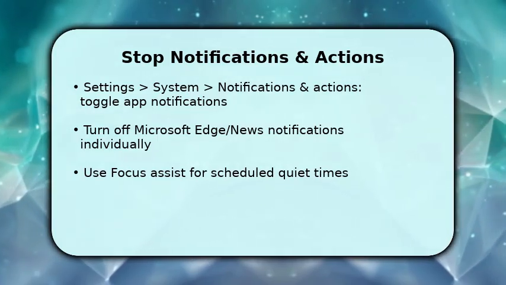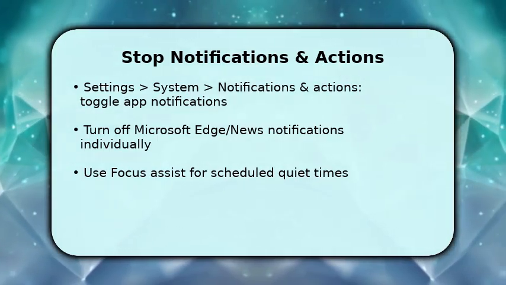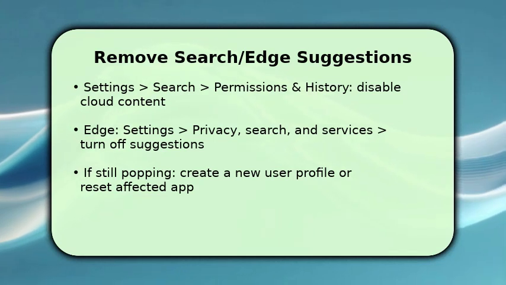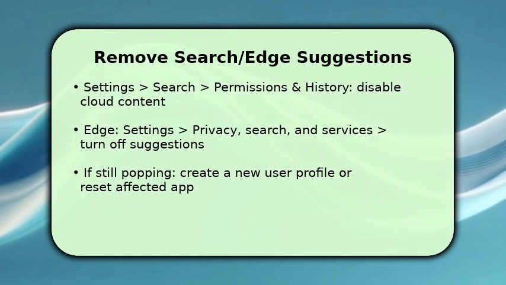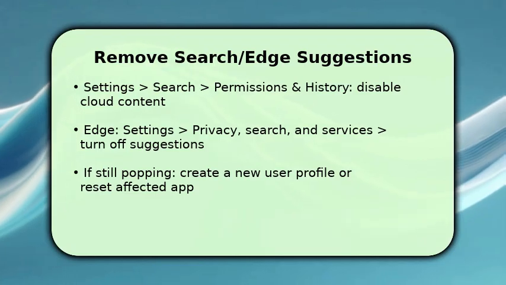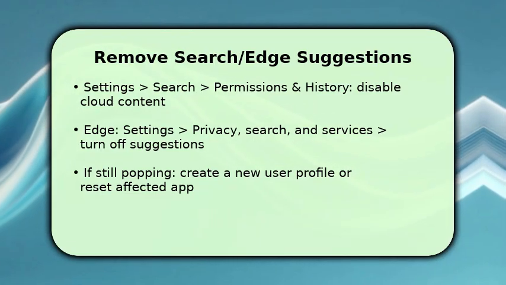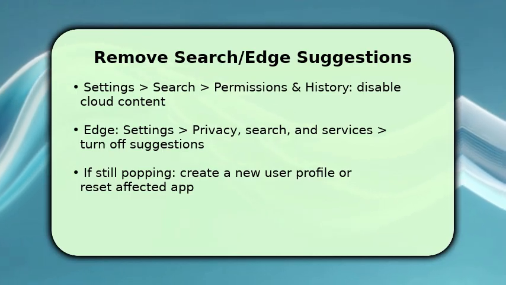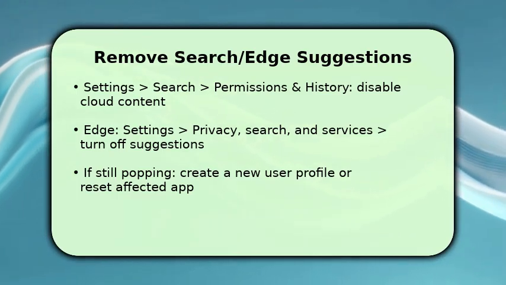Finally, eliminate suggestions that surface news via search and Edge. Open Settings, Search Permissions and History and disable Cloud Content and History Syncing so web suggestions stop appearing. Then open Edge and under Settings, Privacy, Search and Services turn off search and site suggestions.